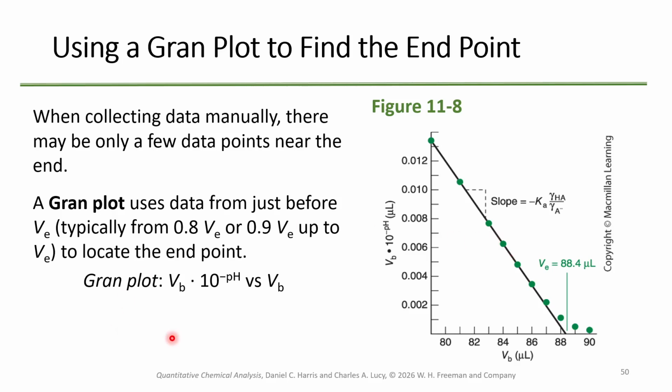Everybody does. So again, your Gran plot is going to be your volume of base times 10 to the negative pH versus the VB. And you always use the 0.8 VE to 0.9 VE, that region just before your VE. Okay? And so notice again, this would be that 80% the way there, 90% the way there. In this case, it's closer to 90% the way there. And this would be your VE right here, which is going to be your last point. That's the final point there. That's going to be your intercept here. Okay? Notice you always want to use that region just before.